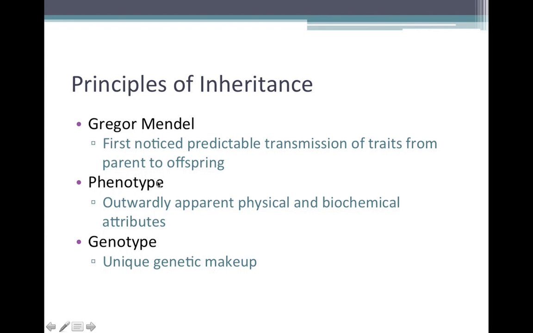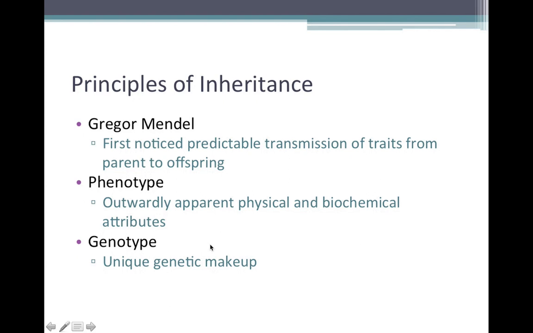Now, what we need to define, though, is the difference between phenotype and genotype. Phenotype is the outward physical characteristics or biochemical attributes of an individual that are based on someone's genes. What's different, though, is that phenotype doesn't always relate directly to genotype, because genotype is someone's unique genetic makeup. But certain genotypes can give rise to certain phenotypes. So they are similar but different.